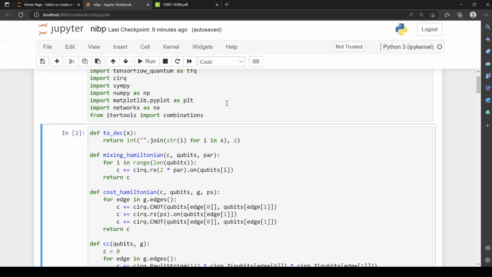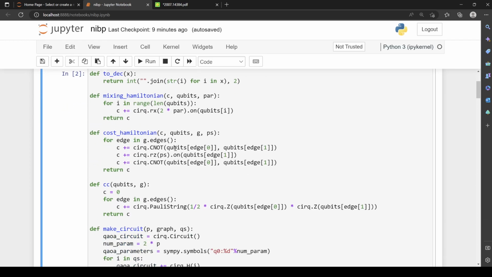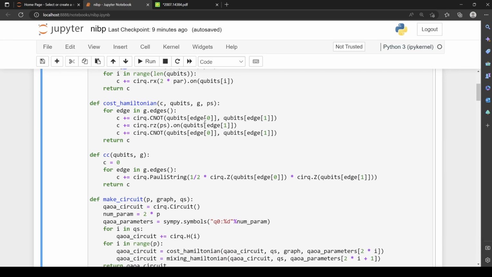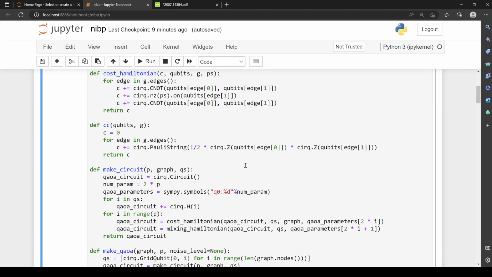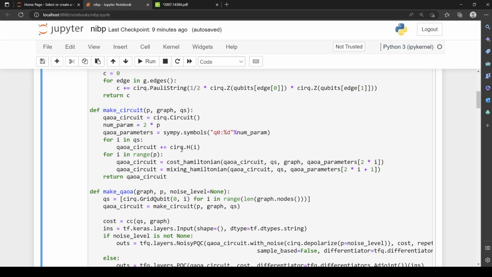So we have a lot of standard QAOA boilerplate code that I've copied from previous videos and existing things I've written. We have our usual mixer and cost Hamiltonians for max cut, which is the CNOT, RZ, CNOT for the ZZ exponentials, and then the RX rotation for the X mixer. We have our cost function, of course, which is just the ZZs.